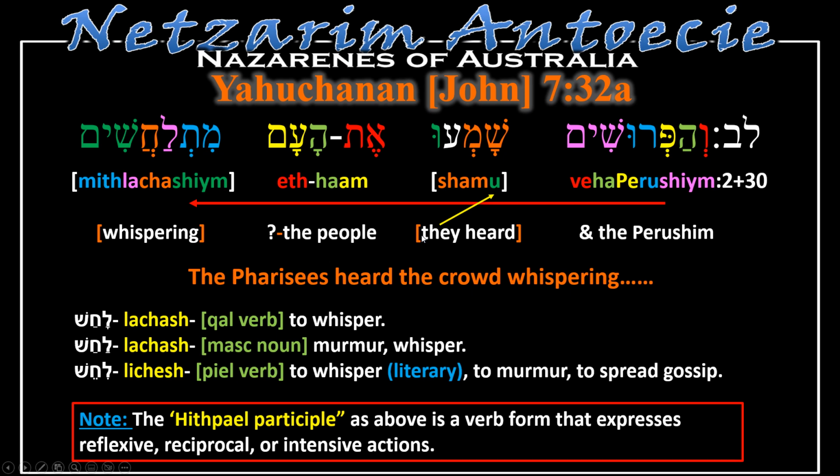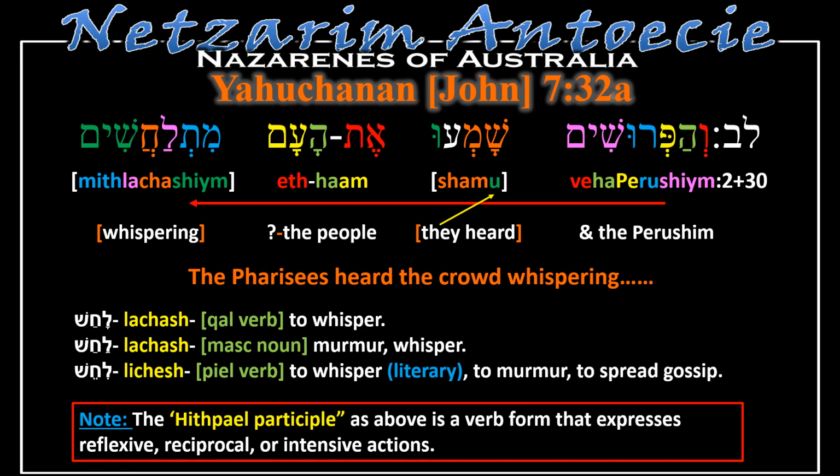Shamu, they heard, et, grammar marker, ha'am, the people, mitlachashim, whispering. So how do we get that? It comes from lachash. Lachash is a feminine noun, means murmur or whisper. And lachash is a qal verb to whisper. And lichesh is a piel verb to whisper. It's a literary term, to murmur, to spread gossip.